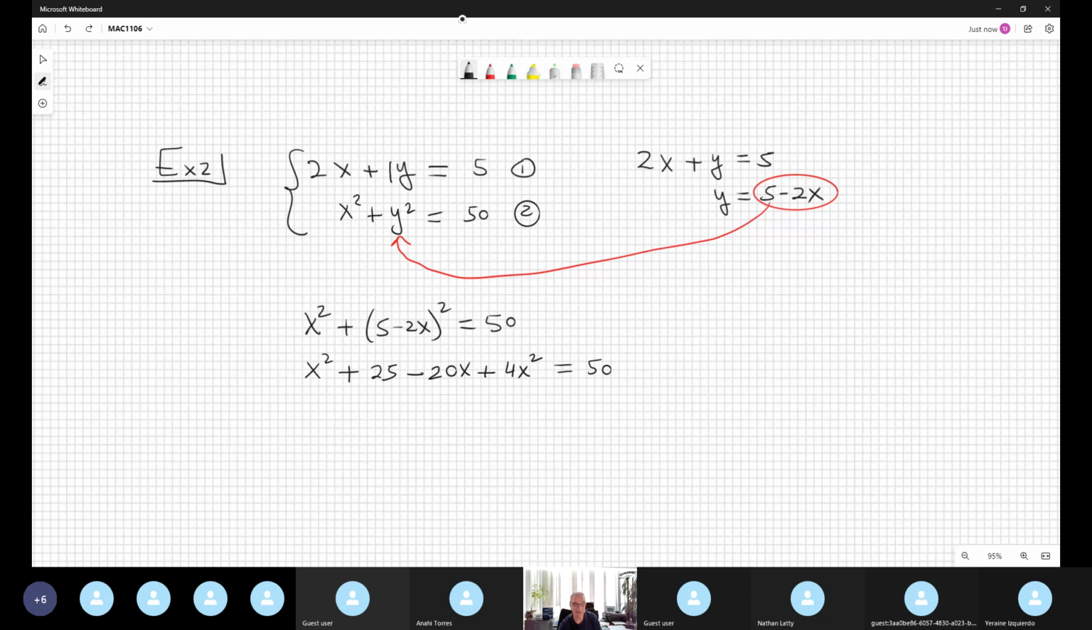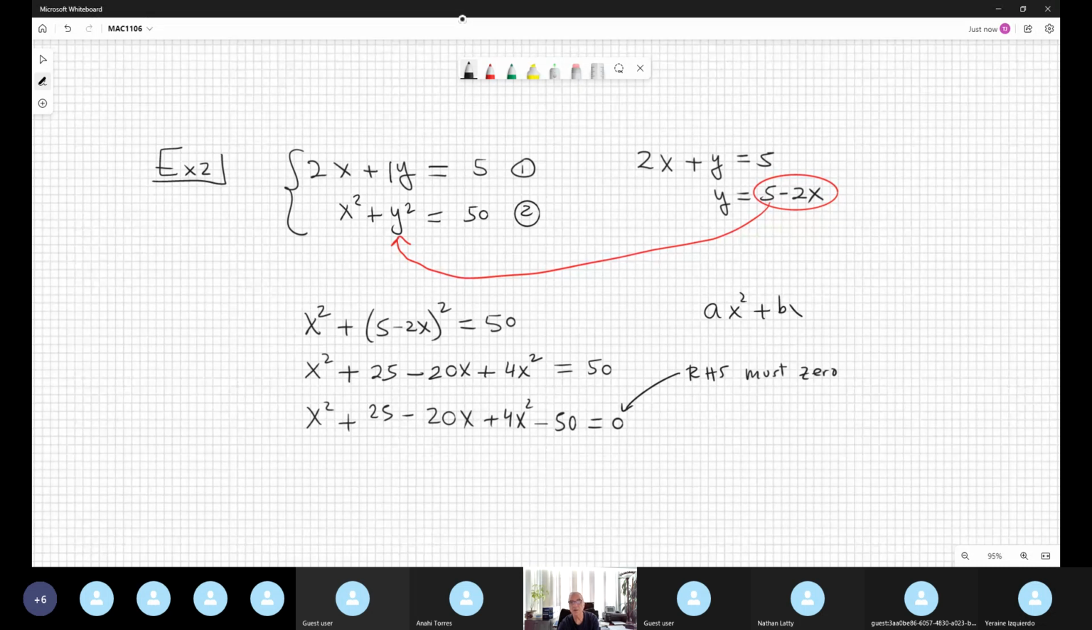Standard is easy. So I put together, for example, x squared plus 25 minus 20x plus 4x squared minus 50 equals 0. Remember, in the standard form the right-hand side must be 0. So the thing I tried to emulate was one equation like that: a quadratic equation in standard form.